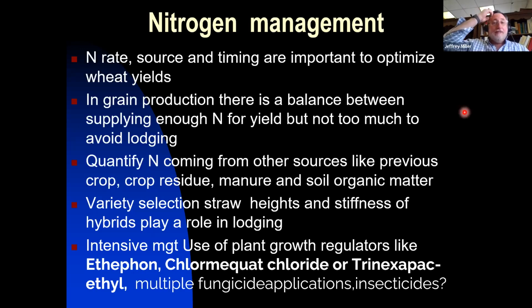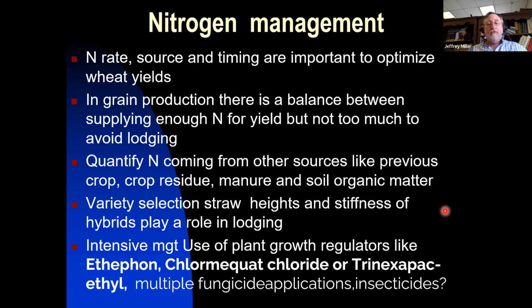The nitrogen rate, the source, and the timing are important to optimize wheat yields. In grain production, there's definitely this balance between supplying enough nitrogen for yield, but not too much, to avoid lodging. Growers should be attempting to quantify the nitrogen coming from other sources, like the previous crop. So in my area, a lot of times soybeans precede wheat, and so you have to give a credit to the amount of nitrogen that is available after a soybean crop. You also have to consider crop residue, manure, and soil organic matter.